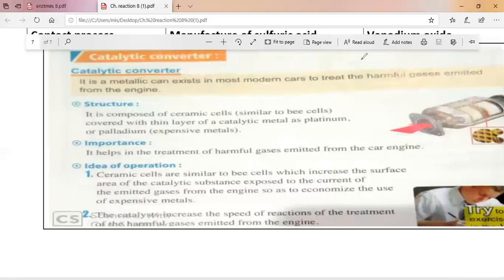At this point, what is the meaning of a catalytic converter? It is a metallic device which is put in modern cars to treat harmful gases emitted from the engine. Only this point, we need this point only, okay? A catalytic converter is a metallic device put in modern cars to convert harmful gases emitted from the engine.